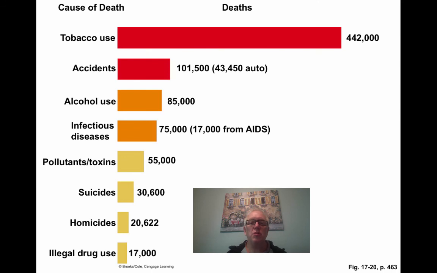Okay, so you can see that tobacco use is a big cause of death. And here are some of the other ones. Illegal drug use, especially with the opioid crisis right now, is becoming a big issue. So these numbers do change over time. But these are some good things to try to avoid.